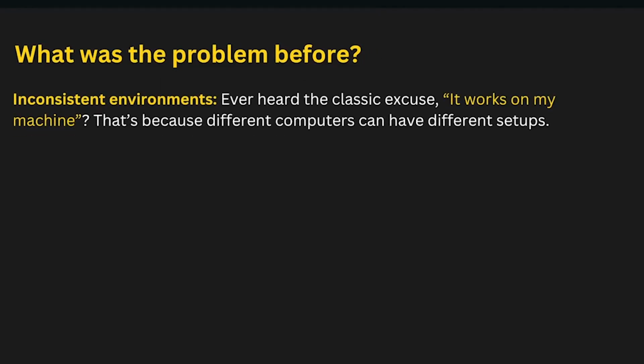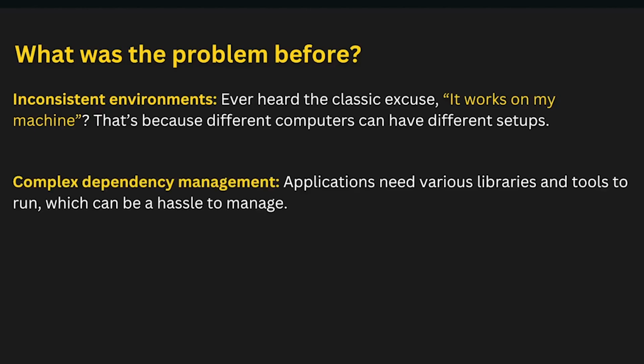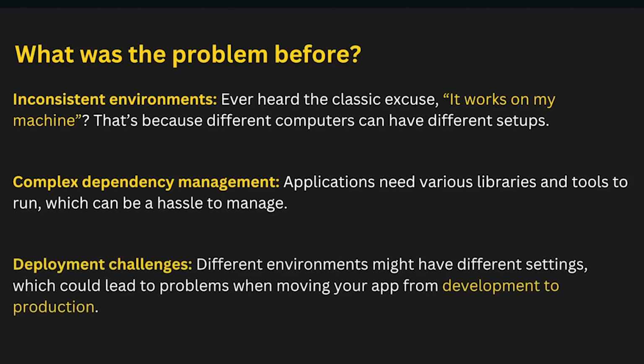Have you ever heard the classic excuse, "it works on my machine"? That's because different computers can have different setups. Applications need various libraries and tools to run, which can be a hassle to manage. Different environments might have different settings, which could lead to problems when moving your app from development to production.